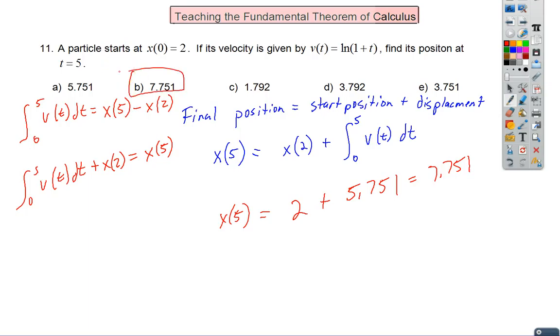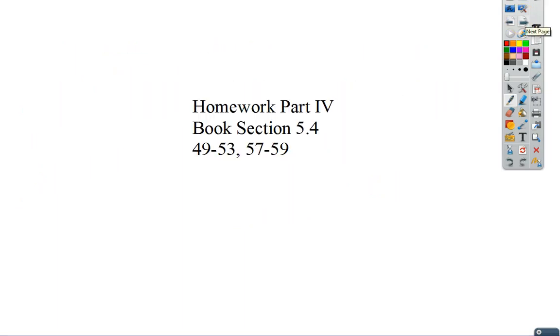Amazing stuff. This is just truly amazing. All right. Well, now you gotta have fun with your amazing. Here's this homework, book section 5.4. Enjoy. Look forward to talking with you guys later.